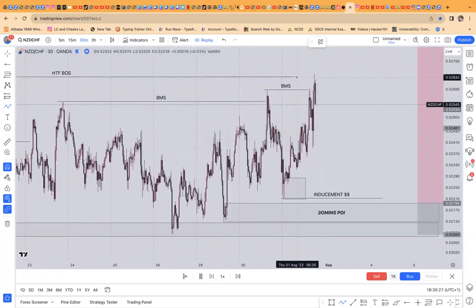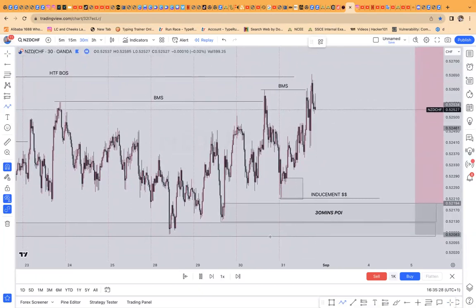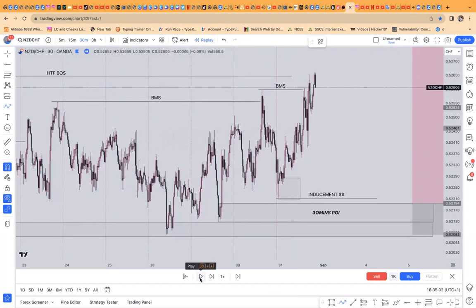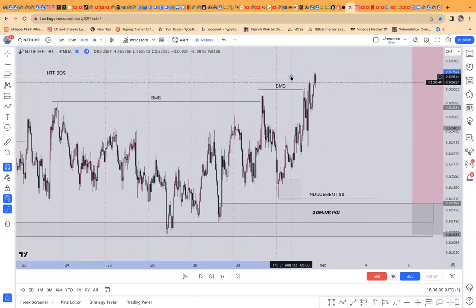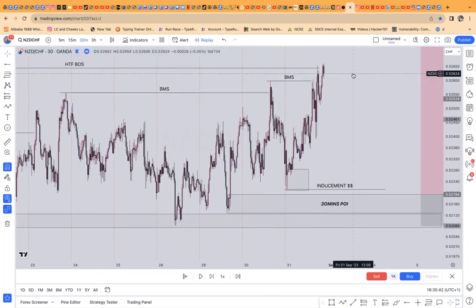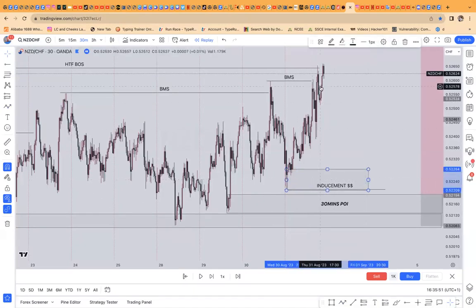Yeah, it has taken this out. So look at this. Price has taken out this higher time frame BOS. Can you see it? Price took out this higher time frame BOS. Now it left us with this as an inducement. So when I marked this as my order block, it was wrong, because price took out this higher time frame BOS.